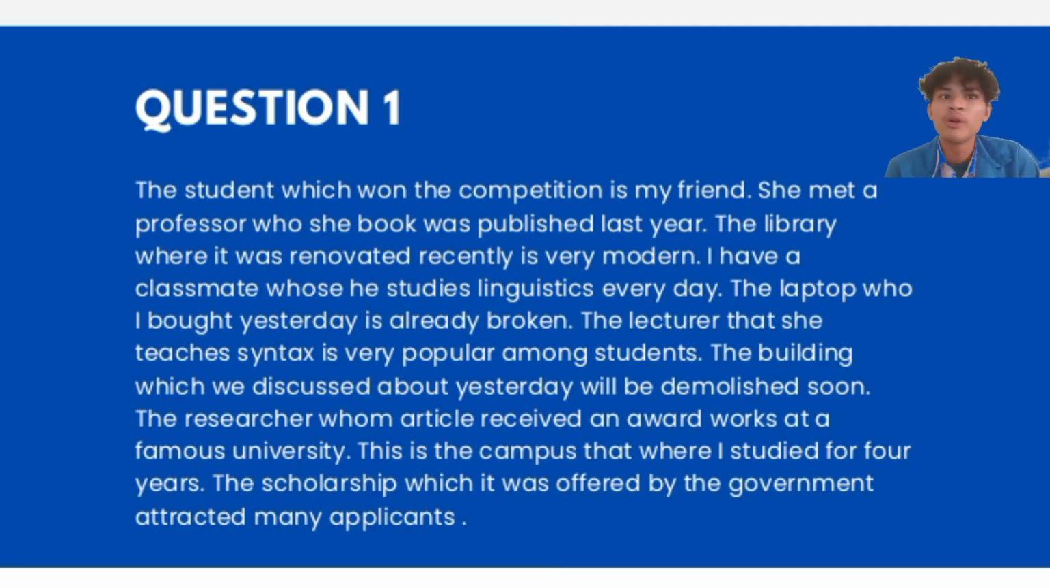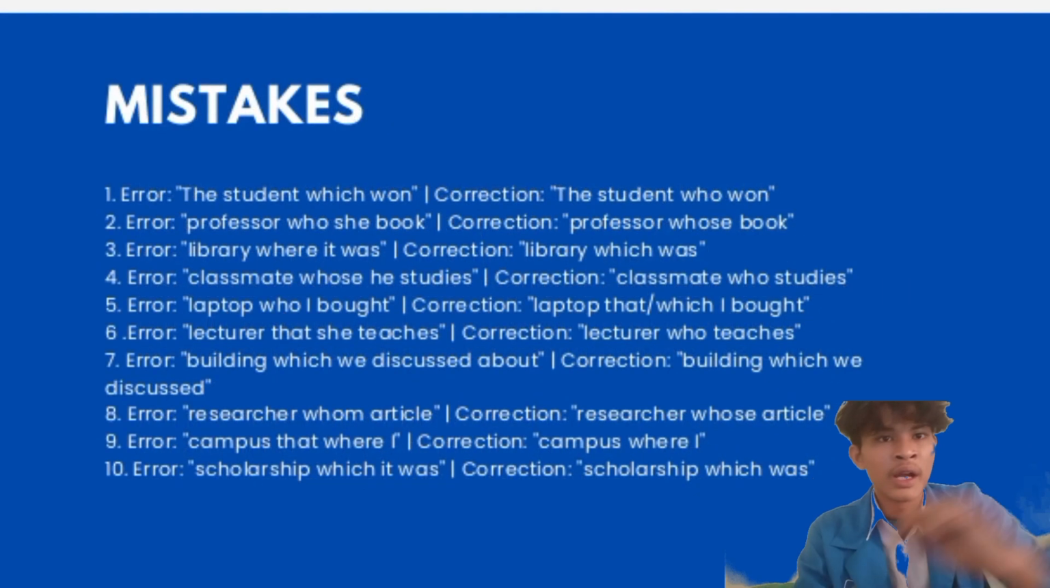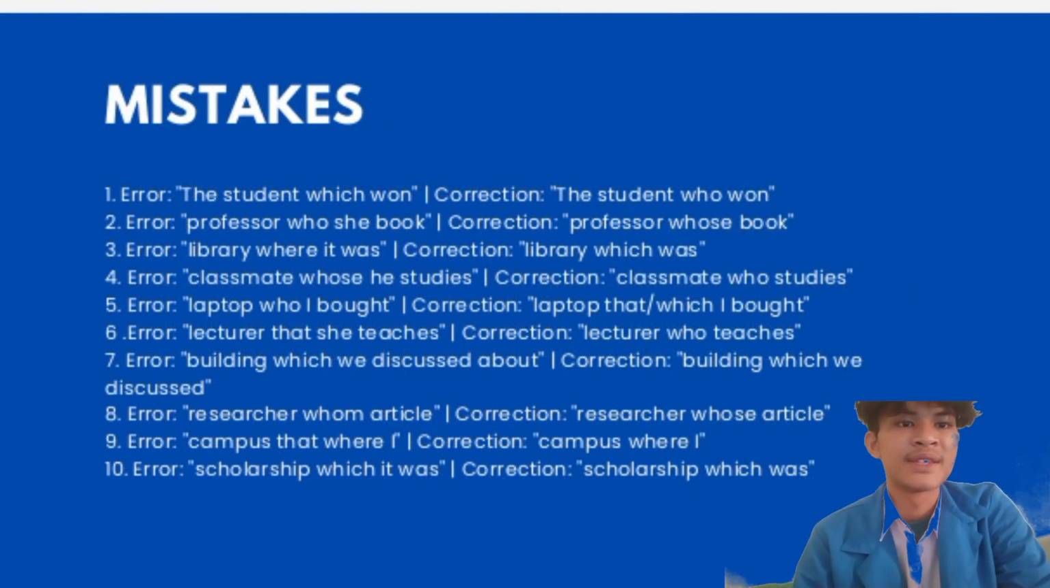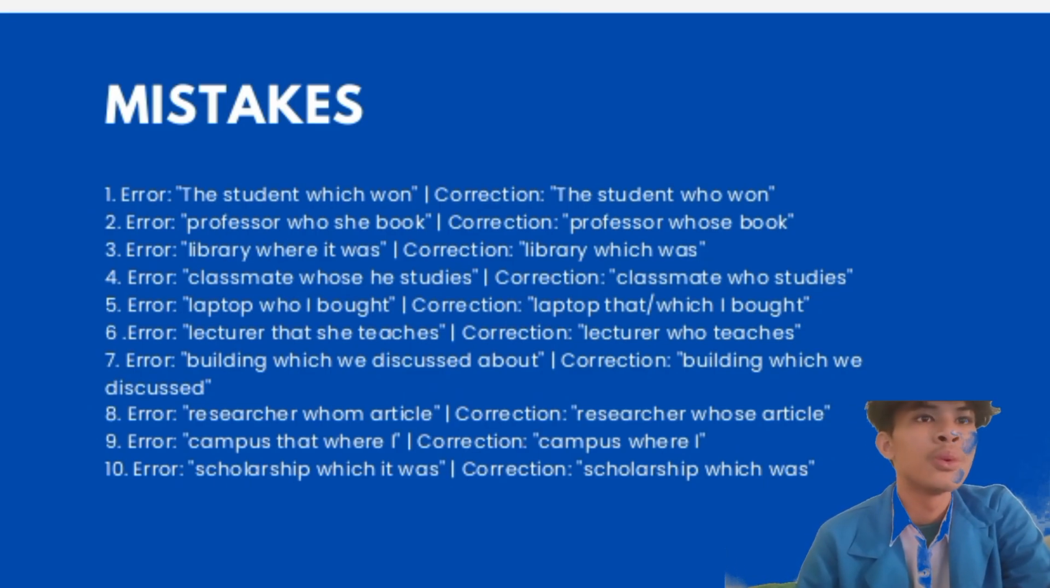The researcher whom article received an award works at a famous university. This is the campus that where I studied for 4 years. The scholarship which it was offered by the government attracted many applicants. And I found these 10 mistakes. The first is student which won, and the correction is the student who won, because the subject is the person.